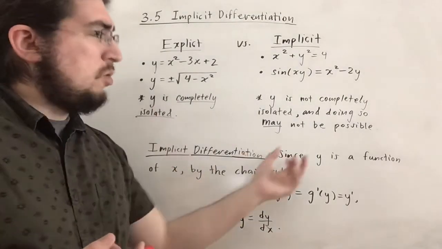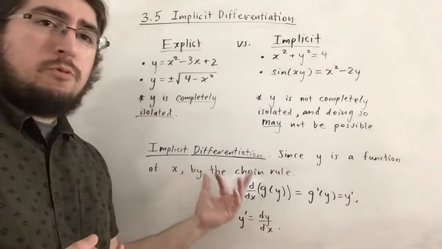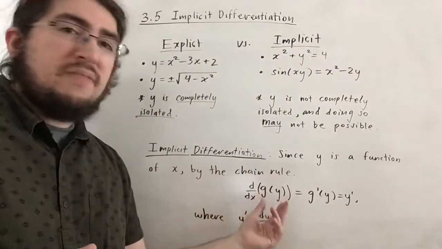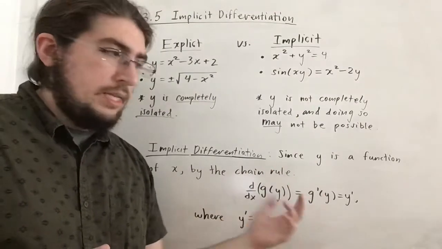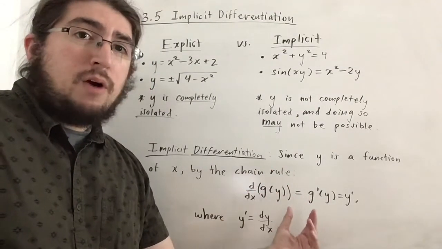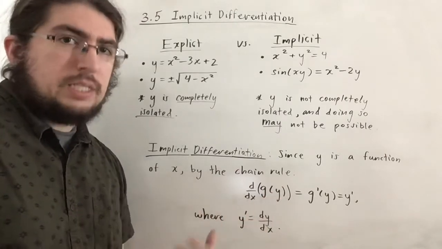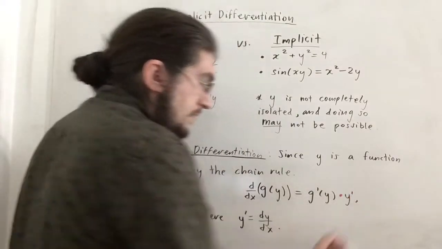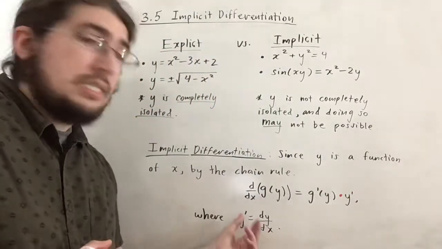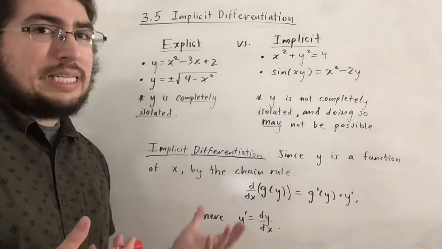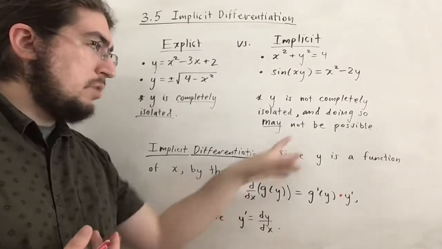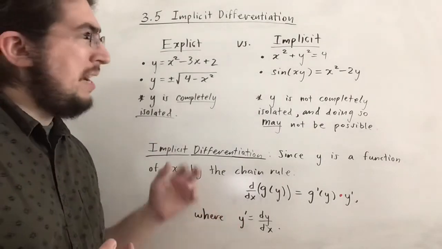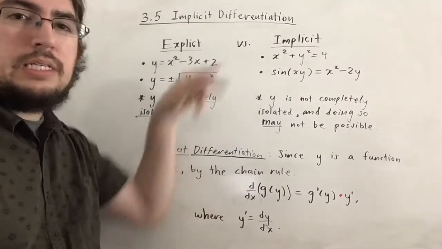I say, since y is a function of x, by the chain rule, this must be true. The derivative with respect to x of any function of y, let's say it's g of y, is g prime of y, the derivative of the function of y with respect to y, times y prime, where y prime is just dy over dx. So this is exactly what the chain rule says, only specifically it's when you have a function of y. So we're actually going to take a look at an example now, and in fact, let's do these two and let's see how it works.